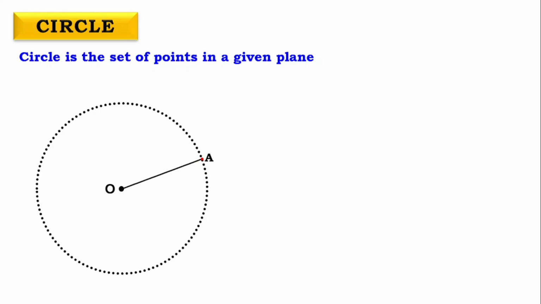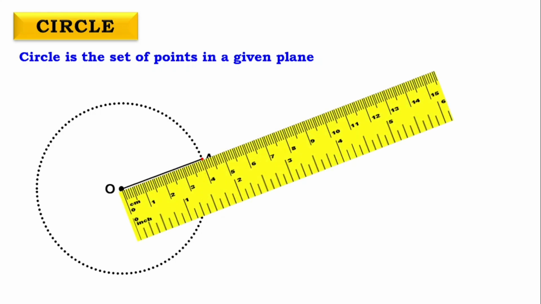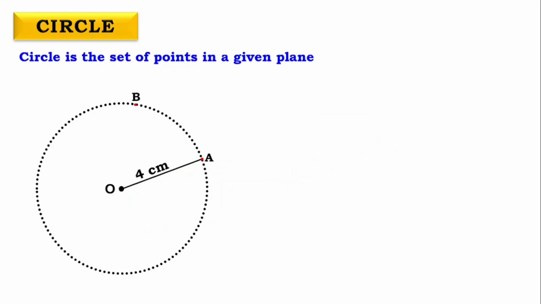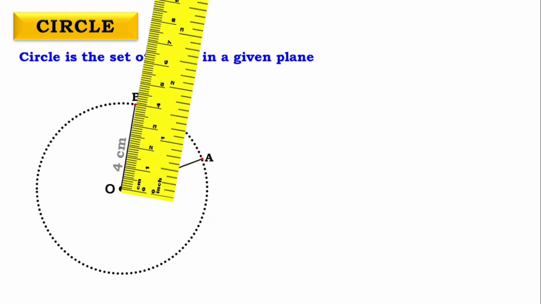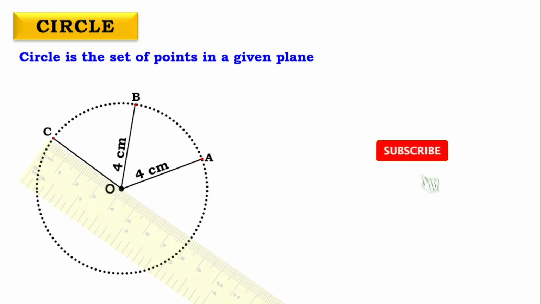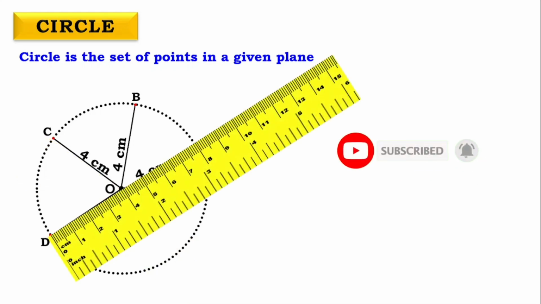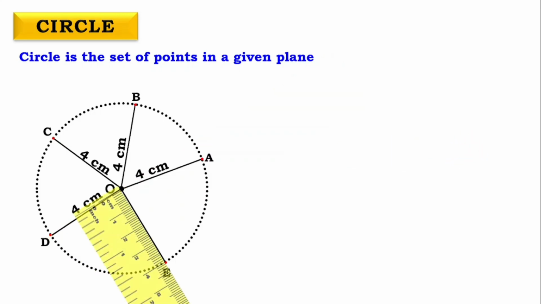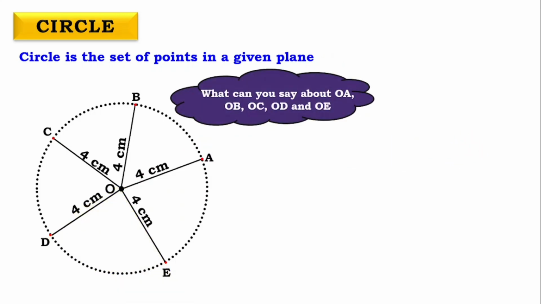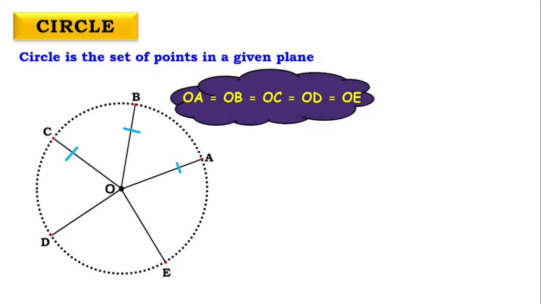Point A, I join it. I measure it 4 centimeter. Then point B, draw it 4 centimeter. OC, it measures 4 centimeter. OD, it measures 4 centimeter. OE, 4 centimeter. What can you say about OA, OB, OC, OD and OE? They are equal. OA is equal to OB is equal to OC is equal to OD is equal to OE. They are of equal measures.